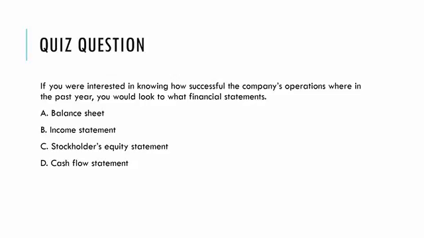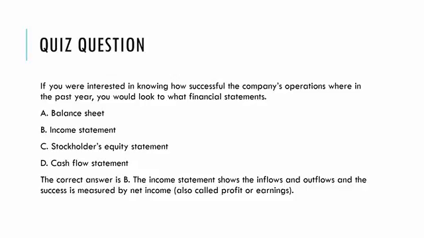Now success is also valued through profitability. I hope that's a little bit of a clue here. So the correct answer is B, the income statement, which shows inflows and outflows. Success is measured by net income, which is also called profit or earnings.